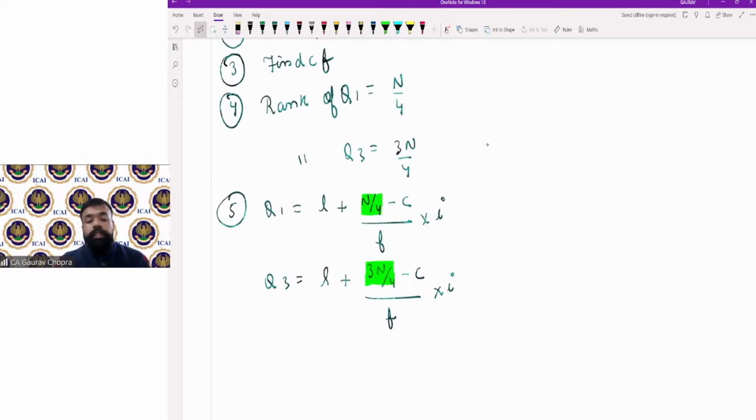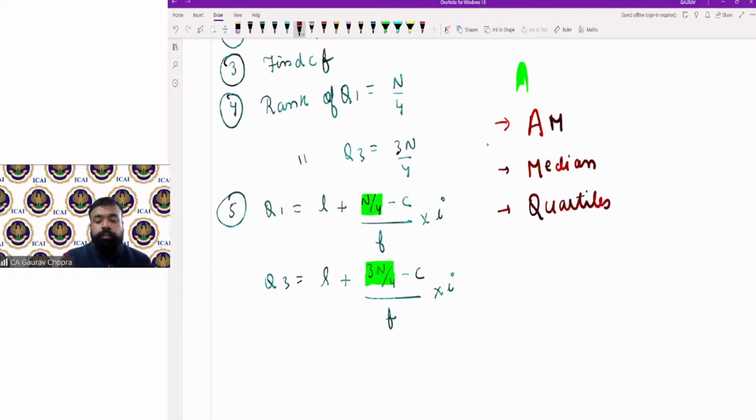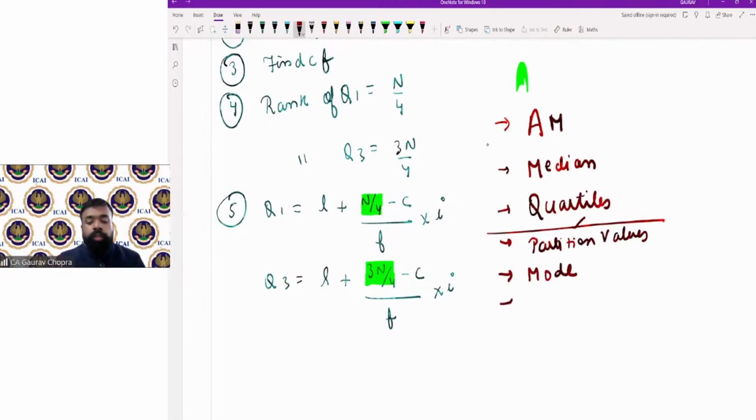So this is quartile. So in today's class, basically we have covered arithmetic mean. Then we have covered median. And at last, we have covered quartiles. So these were the main 3 topics which we have covered today. Then in next class, we will be doing some more questions on quartiles. Then partition values will be there, or you can see the positional value. This we will be covering in the next class. Then there will be mode, harmonic mean, geometric mean. So all these topics will be remaining for our next class.